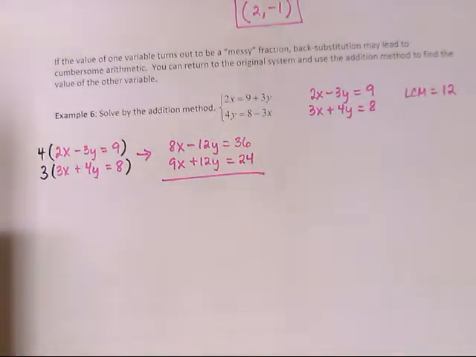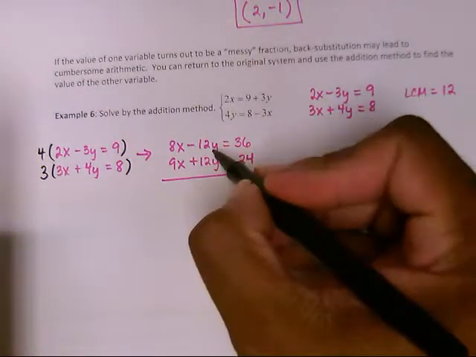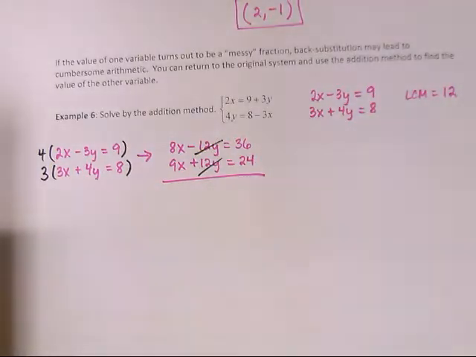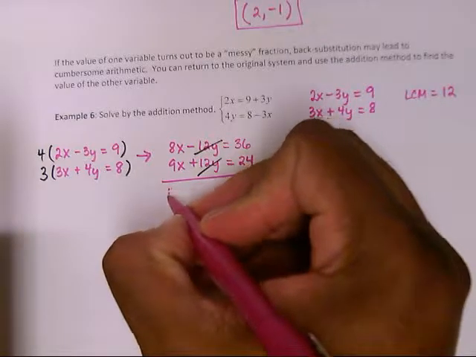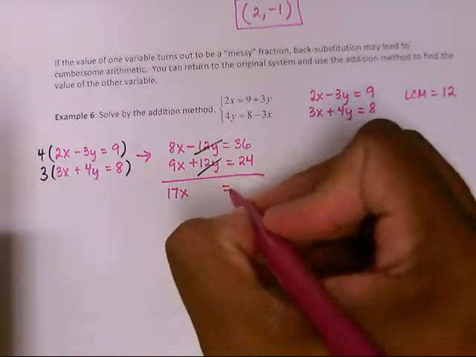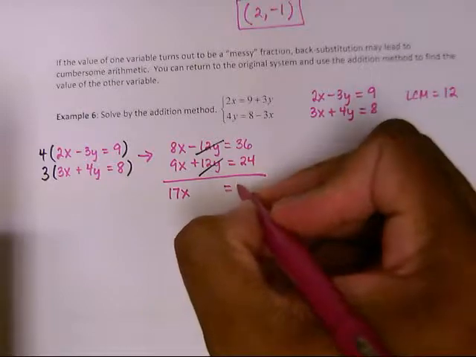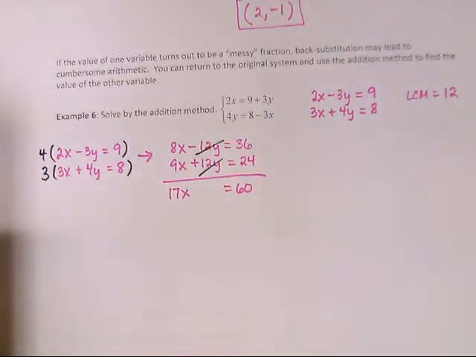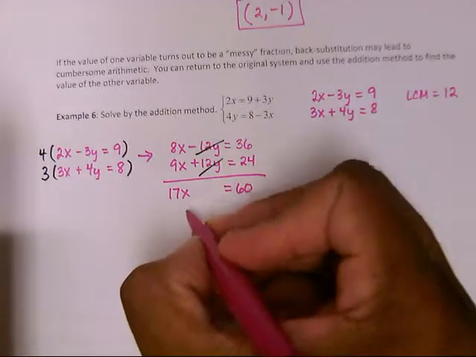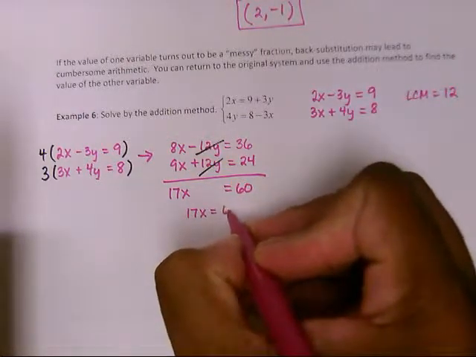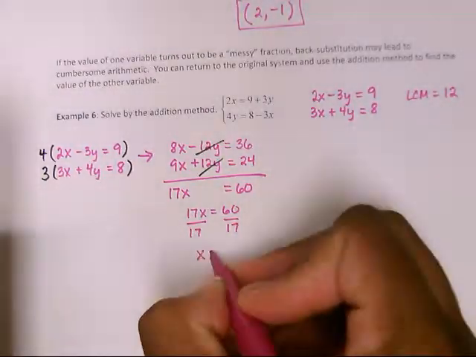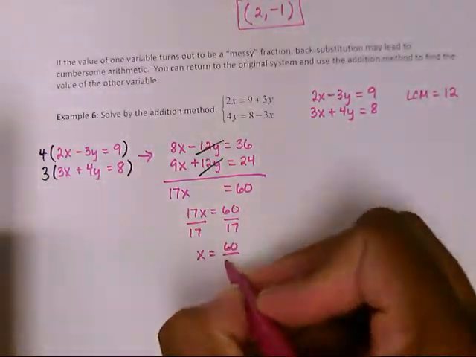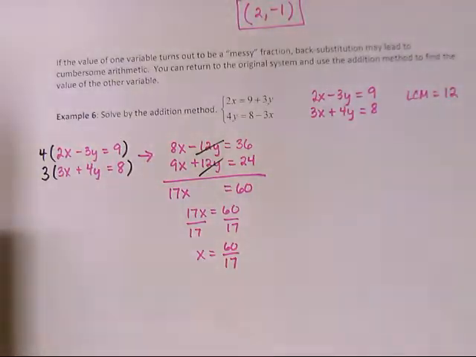Now I can go ahead and add those two equations together, because now I have a negative 12y and a plus 12y. That's gone. And if I add 8x and 9x, I'm going to get 17x. That's equal to 36 plus 24, which will be 60. So I have 17x equal to 60. And now I can divide both sides by 17. That would mean x is equal to, and I'm going to leave this as, 60 over 17.